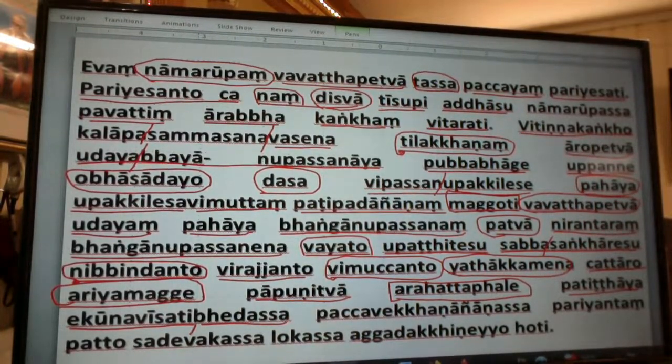Veda is different. 19 different kinds of Paccavekkhana Nana, reviewing wisdom. So Paccavekkhana Nana is of 19 kinds. 19 different kinds of Paccavekkhana Nana.